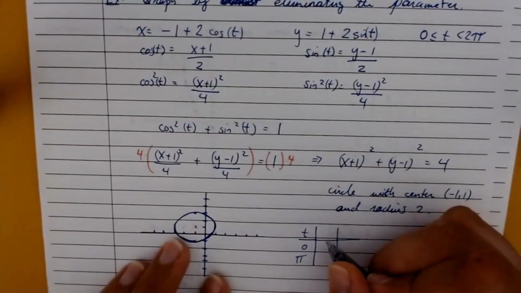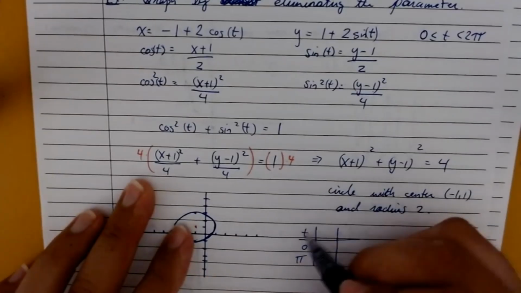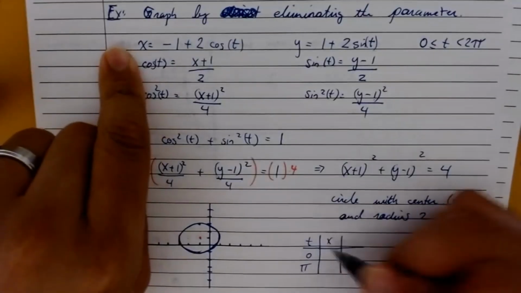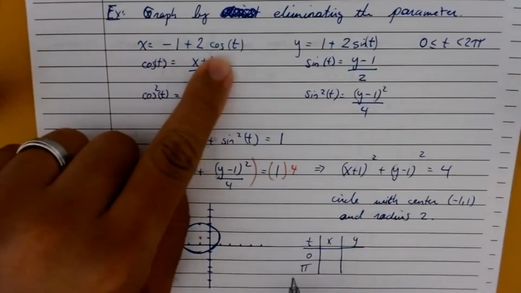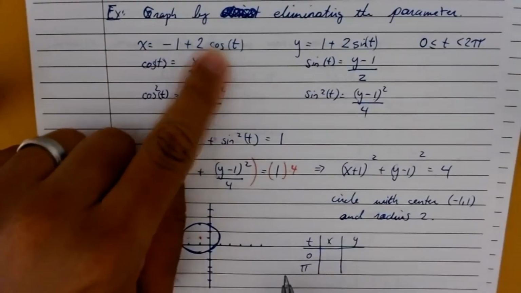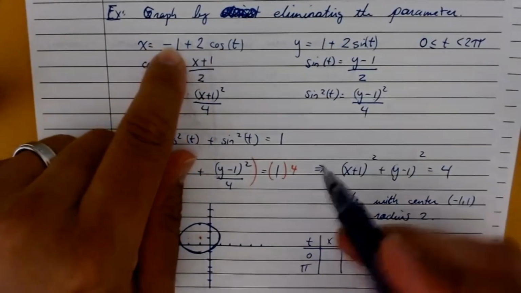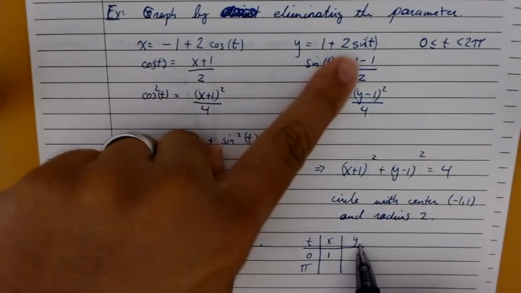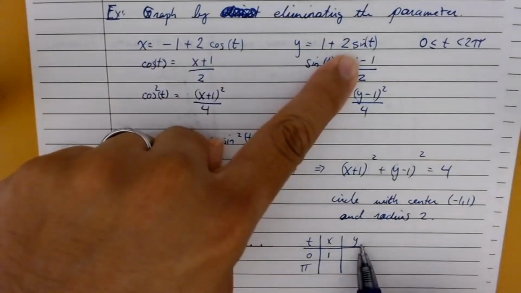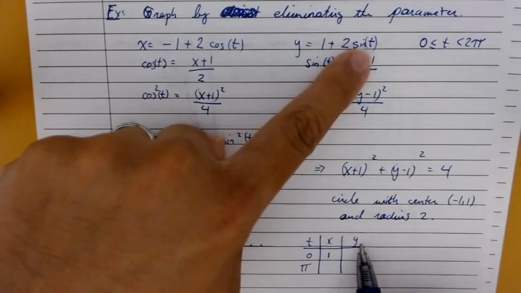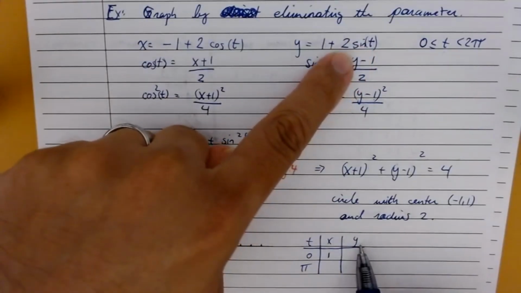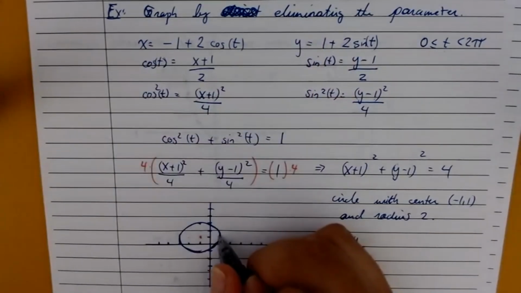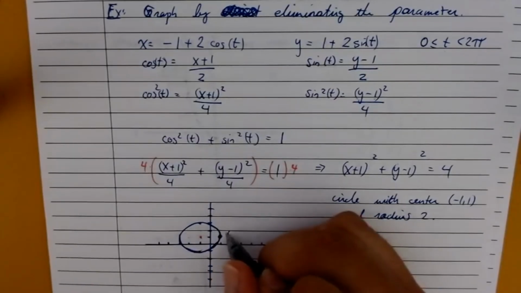Let's see here. We want t equal to 0. Well then, that means your x value, if you plug in 0 right there, the cosine of 0 is 1. 1 times 2 is 2. Minus 1, that's 1. And then if you plug in 0 over here in your equation for y, that's going to give you sine of 0, which is 0, times 2, which is still 0, plus 1, which is 1. Okay, so (1, 1). Oh, that's this point right here. So that's what's going to happen when t is equal to 0.